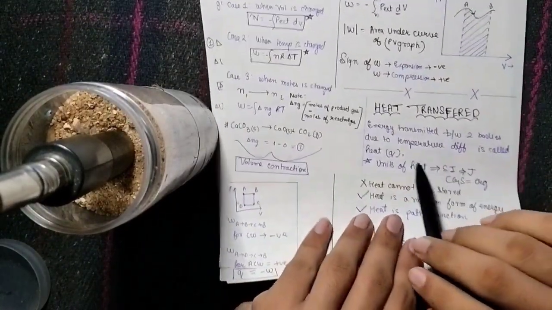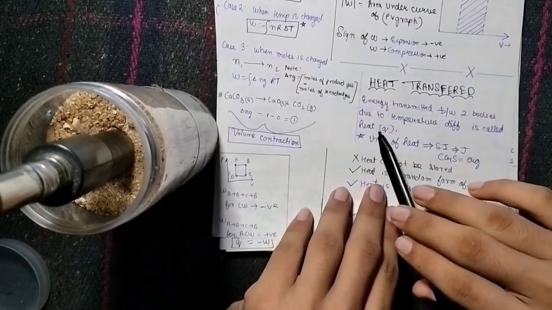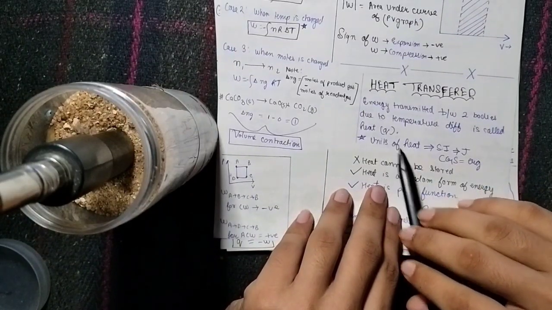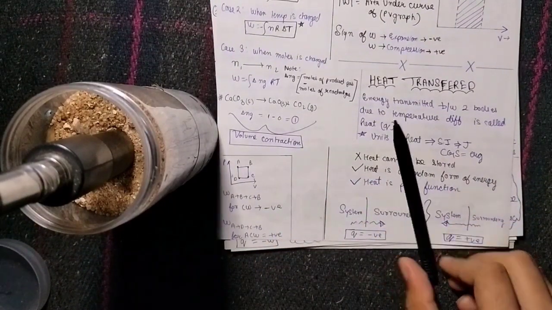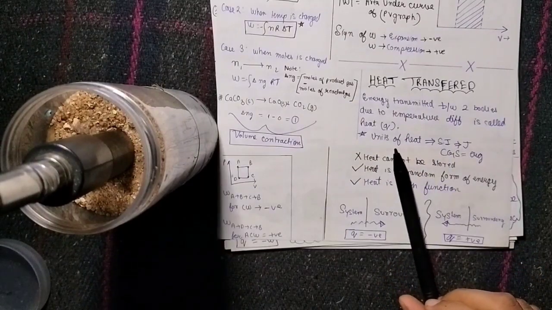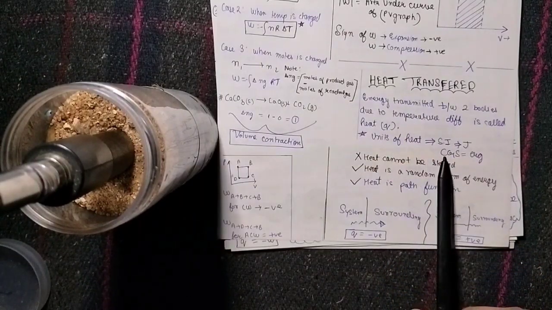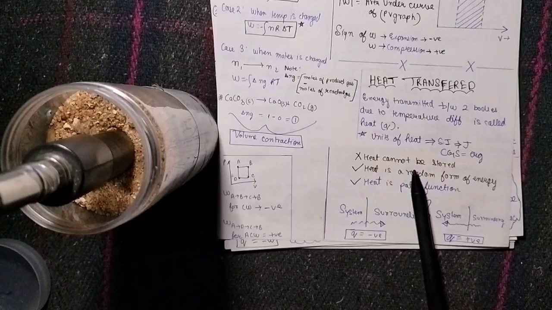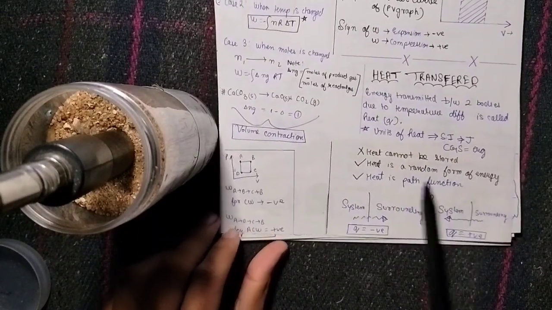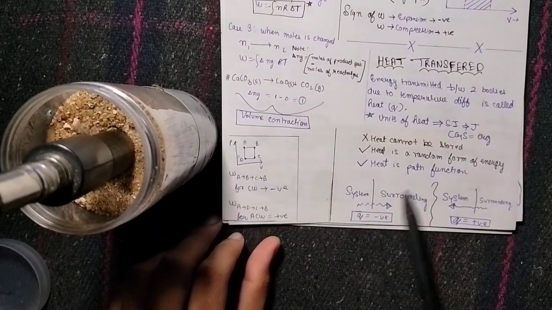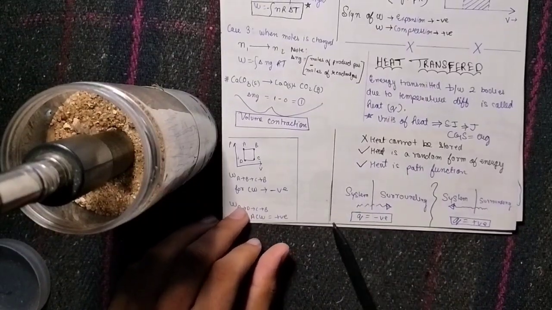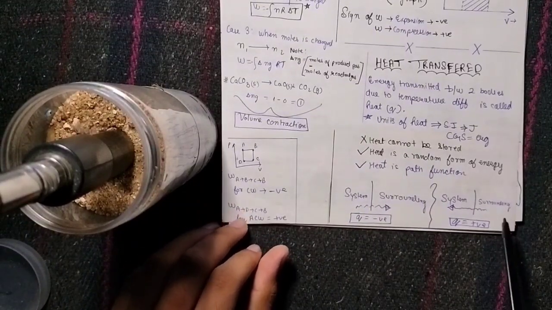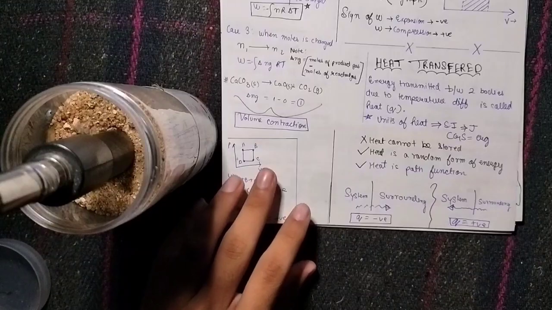Heat transfer: energy transferred between two bodies due to a temperature difference is called heat. Unit of heat: SI is joule, CGS is erg. Heat cannot be stored. Heat is a random form of energy. It is a path function. When heat is transferred from system to surrounding, Q is negative. When heat is transferred from surrounding to system, heat is positive.